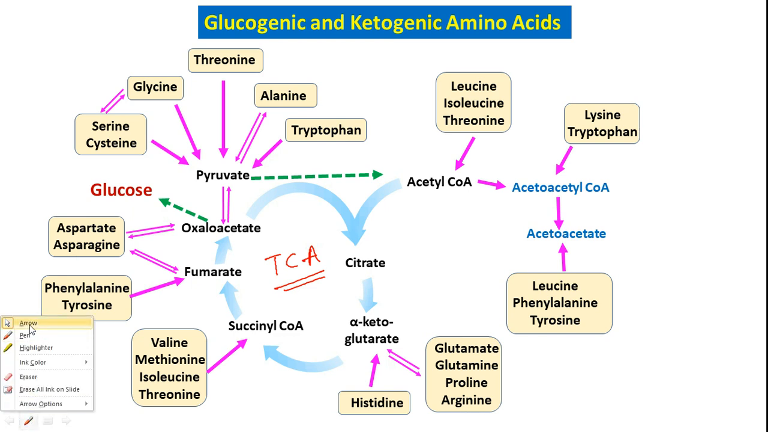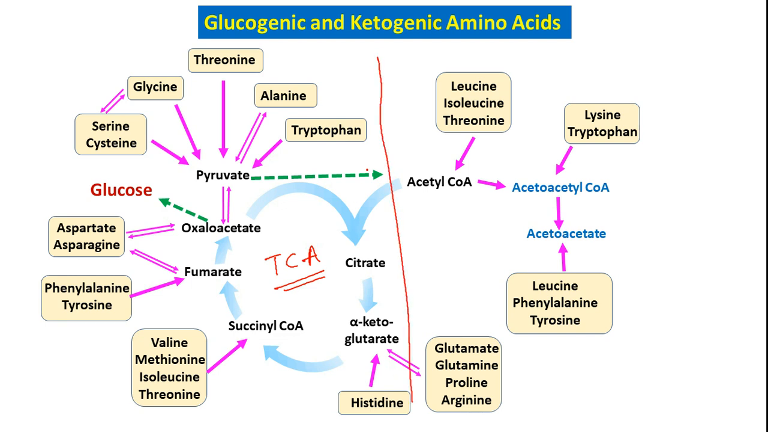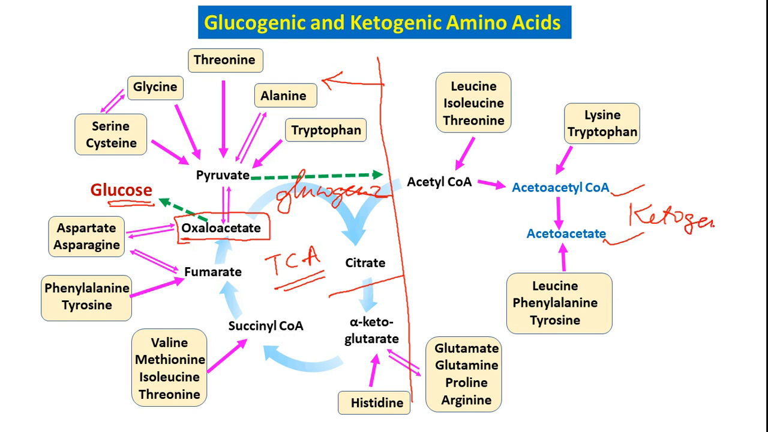So here, if you see the entire picture, the amino acids that are on the left side are in one way or another contributing towards obtaining oxaloacetate, the key ingredient for gluconeogenesis. That's the reason why all these amino acids are called glucogenic amino acids. Whereas on the right hand side, the amino acids are providing us the ketone bodies. So these are what we call ketogenic.